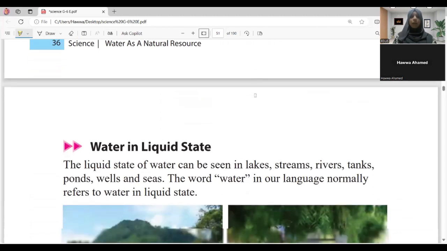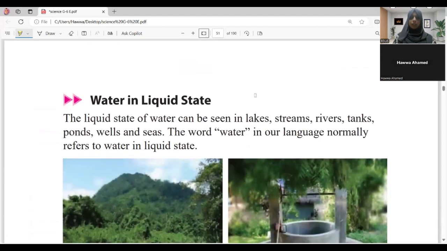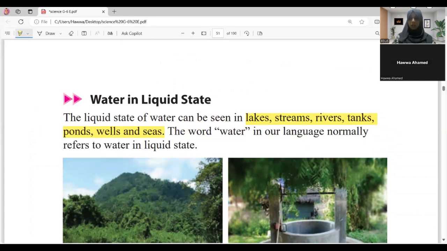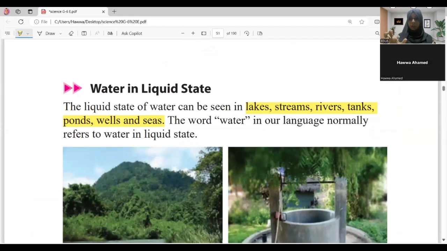Okay. Next we have water in liquid state. This water is generally considered as water by everyone. In lakes, streams, rivers, tanks, ponds, wells, seas, all these are considered as the liquid state of water. Okay, the word water in a language normally refers to this water.